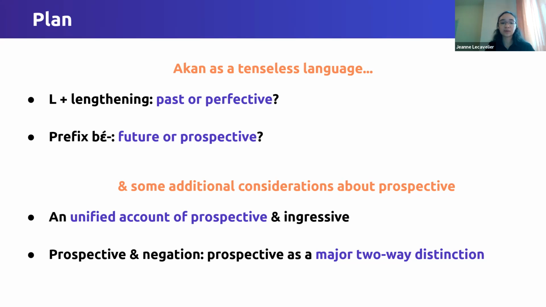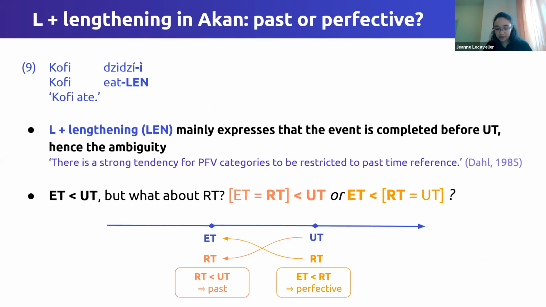And then in the second part of the talk, I'm going to make some additional considerations about prospective, how it can be unified with ingressive, and how it constitutes a major two-way distinction in Akan. So first, with the so-called past, here in 9, we can see that there is a low tone and lengthening, which is supposed to express past.